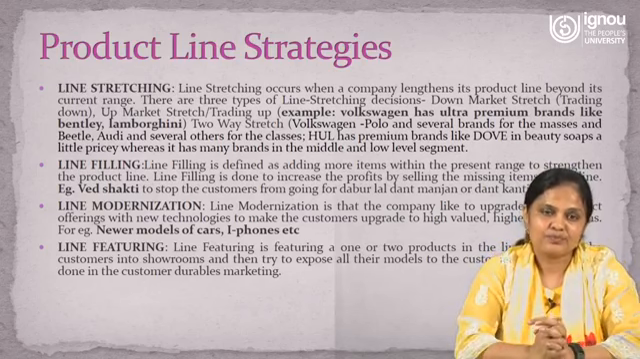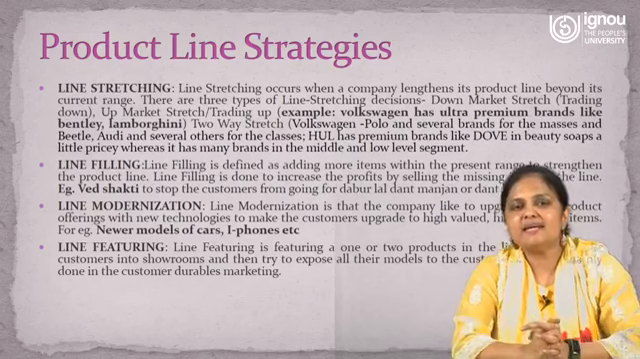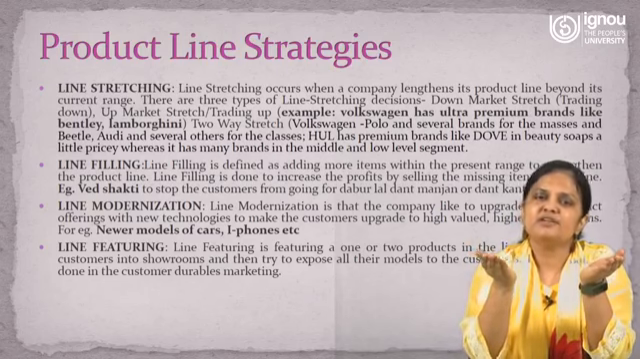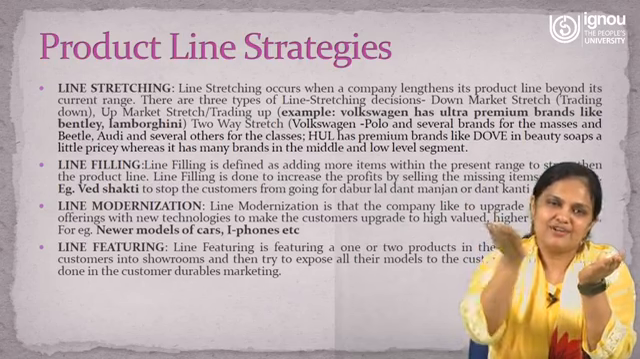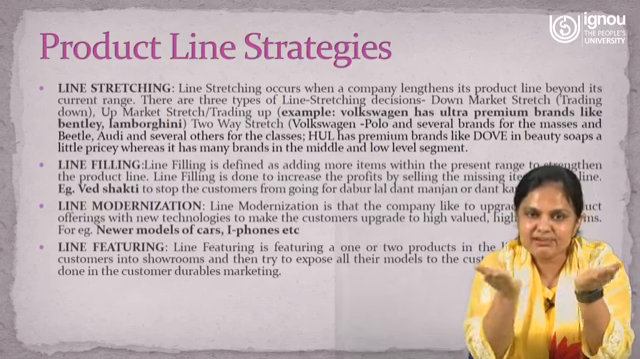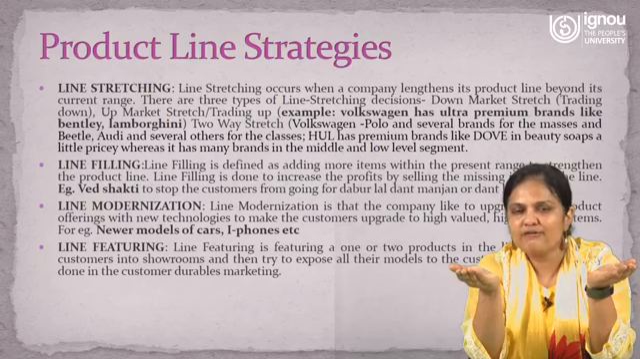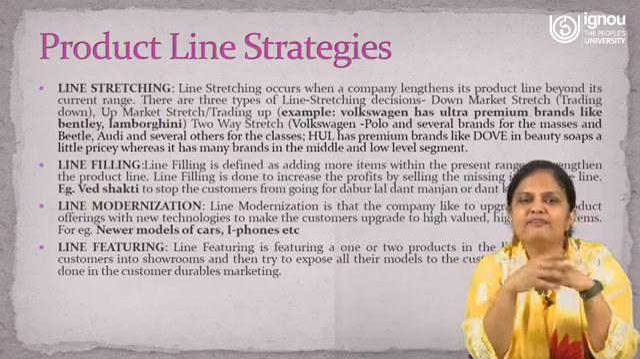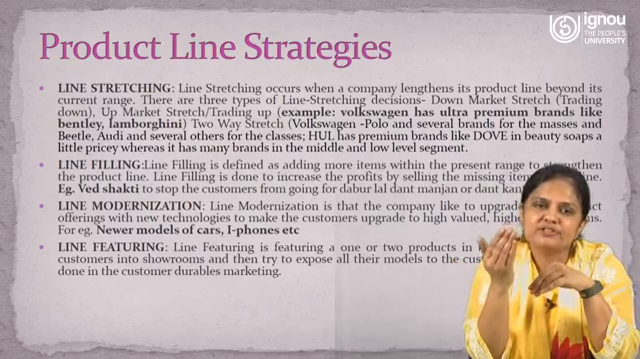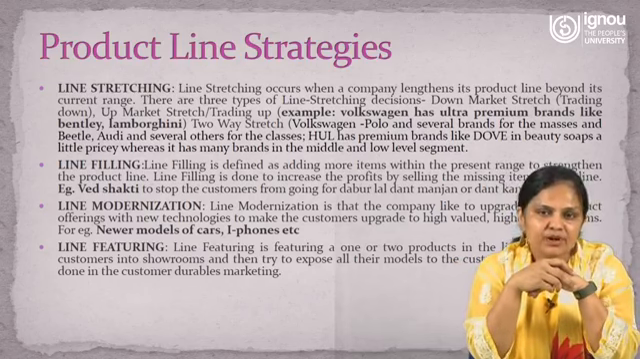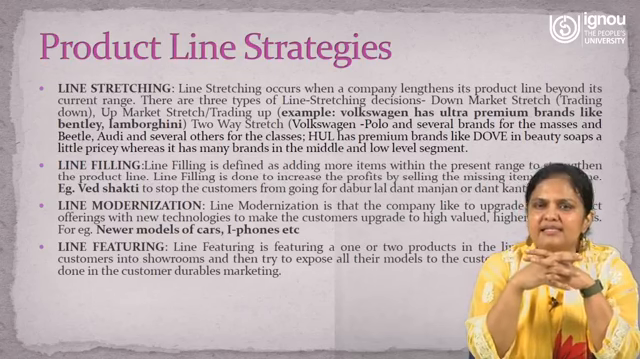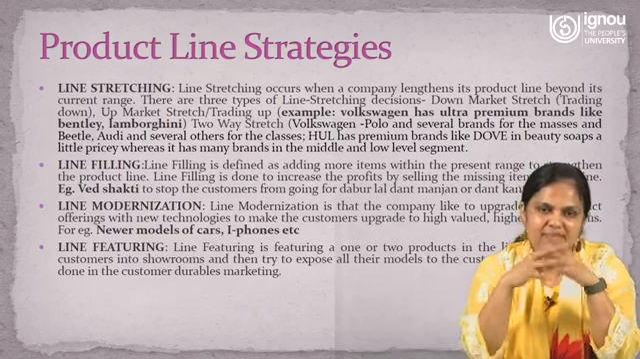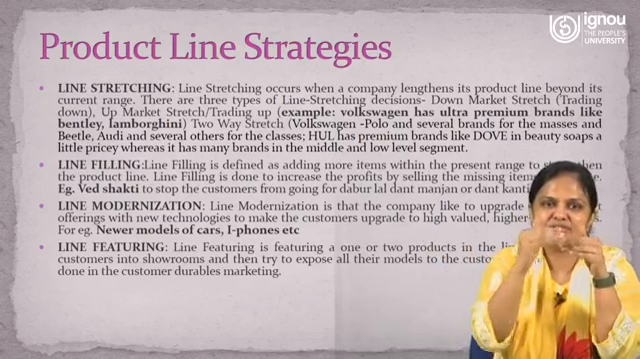Likewise, if you are adding a variant in your product line which is high in price, you are already offering variants in a product line, and now you want to offer something which is of high price or premium range, then it becomes up market stretch, which is also called trading up. For example, Volkswagen has ultra premium brands like Bentley, Lamborghini. So when they are adding these two, it becomes trading up.